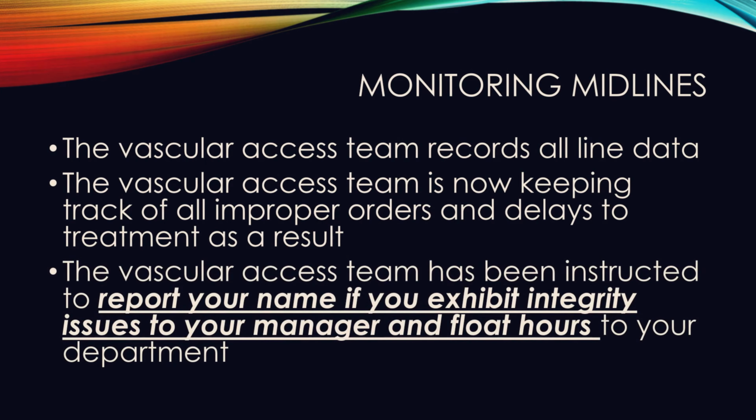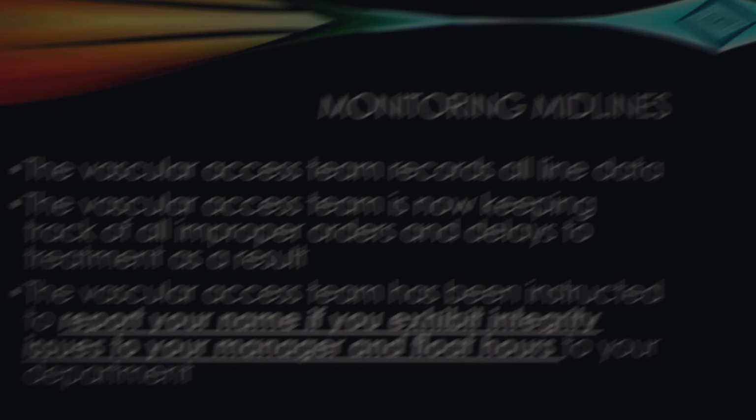If you request an IV be started by the vascular access team, they will inquire into how many times you have attempted the line, if a midline may be warranted, and the status of the patient. If they place this traditional IV for you and have determined that you have not made an effort to place a line despite saying otherwise, they have been instructed to report your name to your manager and to float time to your department.